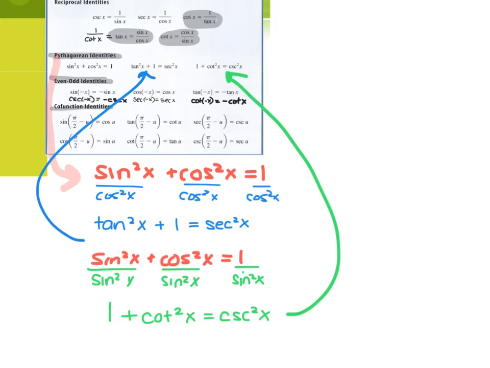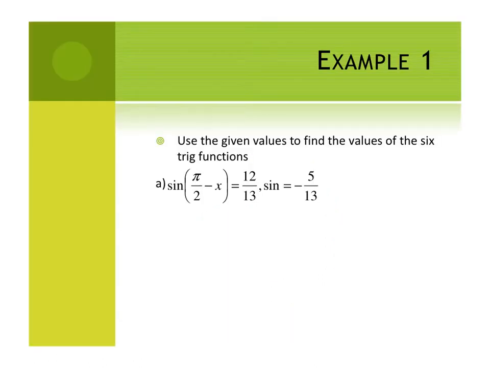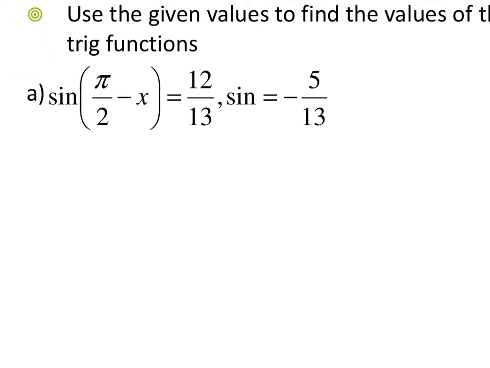All right, so the first example is just setting up your triangle using identities, right? So it says use the given values to find the values of the 6 trig functions. So sine of pi over 2 minus theta is 12 over 13, and then this actually should be, you're missing an x. This should be sine of x equals negative 5 over 13. So what's the equivalent of sine of pi over 2 minus x? So rewrite that. Cosine of x equals 12 over 13. I already found one of my trig functions, and then it gives me the second one, sine of x, right? Now set up your triangle.